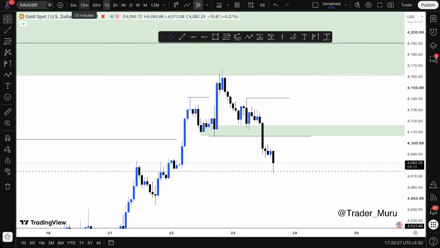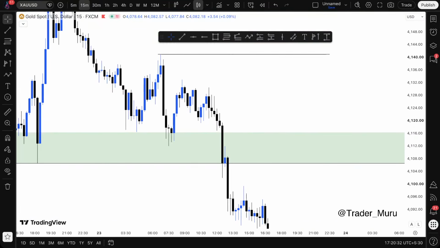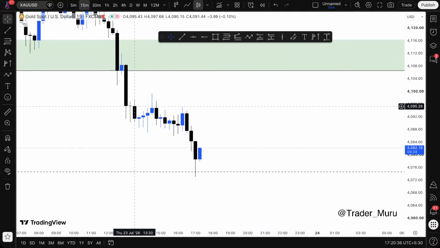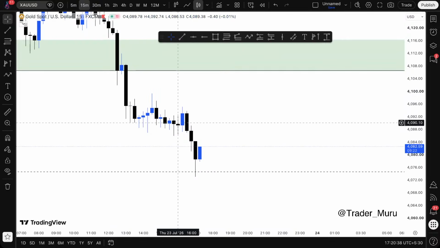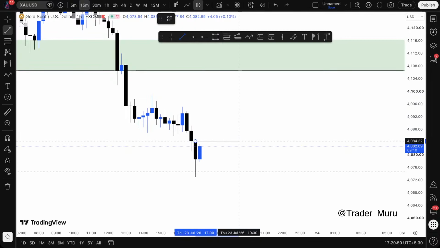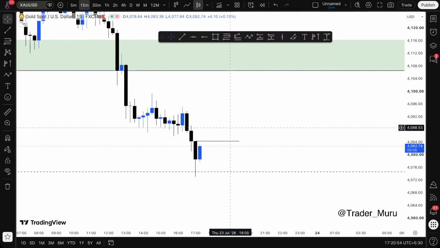Maybe we are having a 15-minute breakout. Previous 15-minute momentum was bearish. Break above this high, retest it, we can buy.